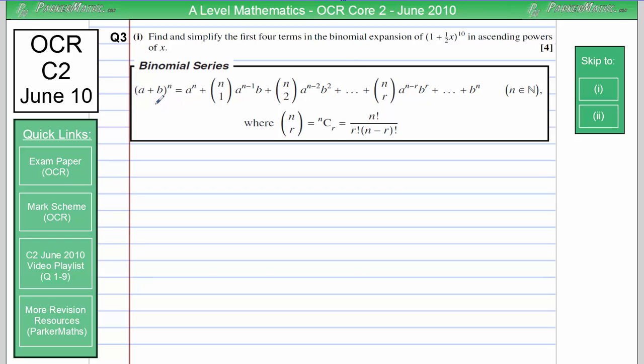So let's identify our value of a. It's the first term in the bracket and that's going to be 1. Our value of b is the second term in the bracket, in this case ½x. Our value for n is the power and that's 10.